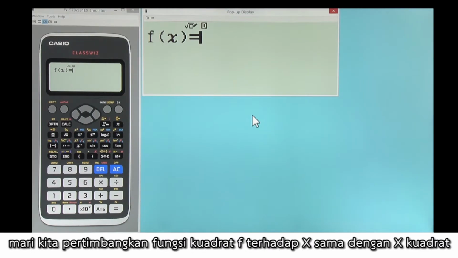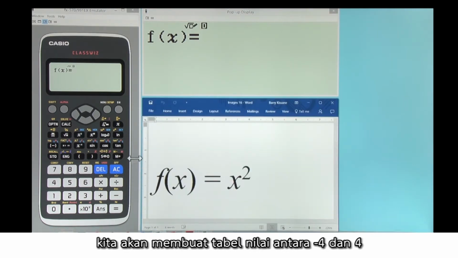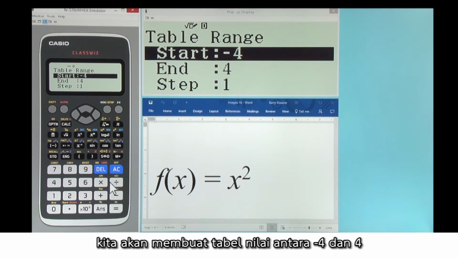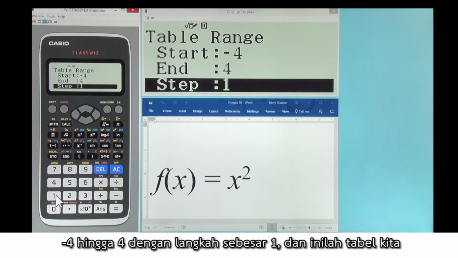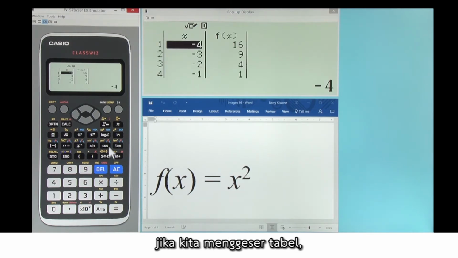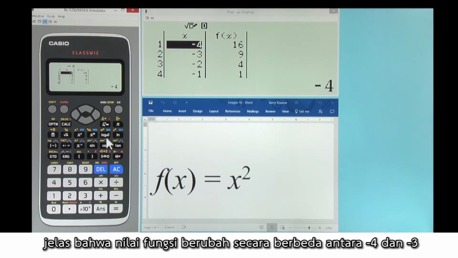Let's consider a quadratic function, f of x is equal to x squared. We'll make a table of values between -4 and 4, just in steps of 1. And here's our table. If we scroll the table, it's clear that the function values change differently.